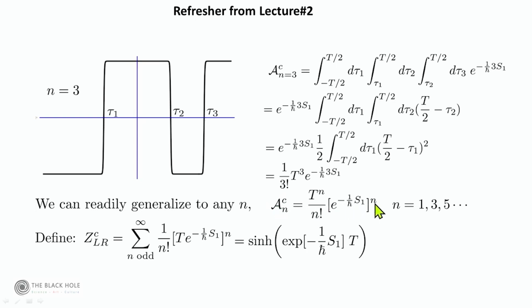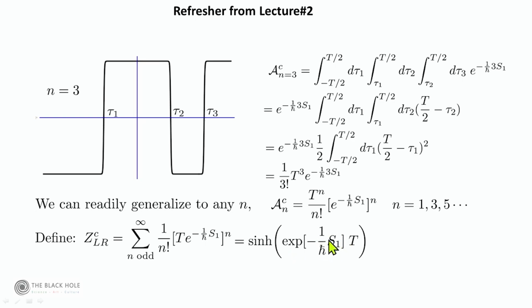And as we discussed last time, you can generalize this to any n, which means that when you sum over all odd values of n, 1, 3, 5, 7, etc., this is just the expansion of hyperbolic sine. And so you get sinh of the exponential of a single instanton.